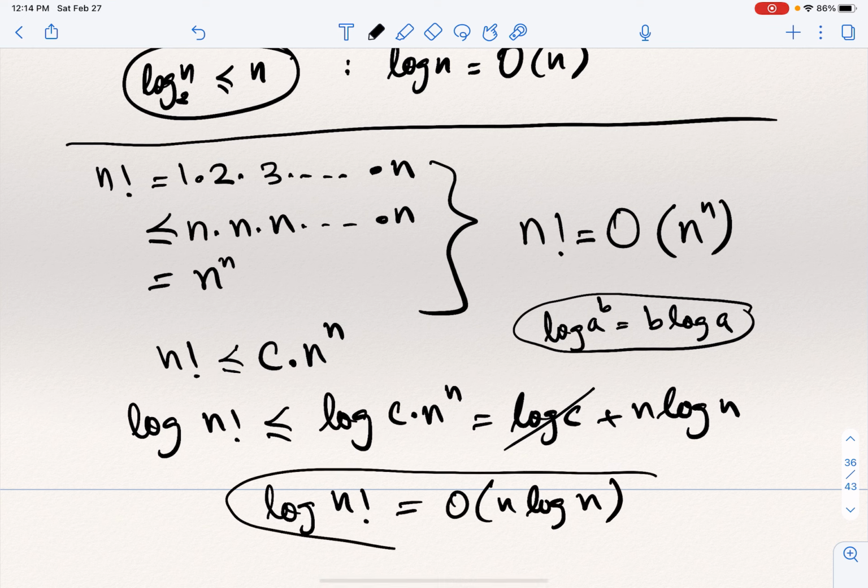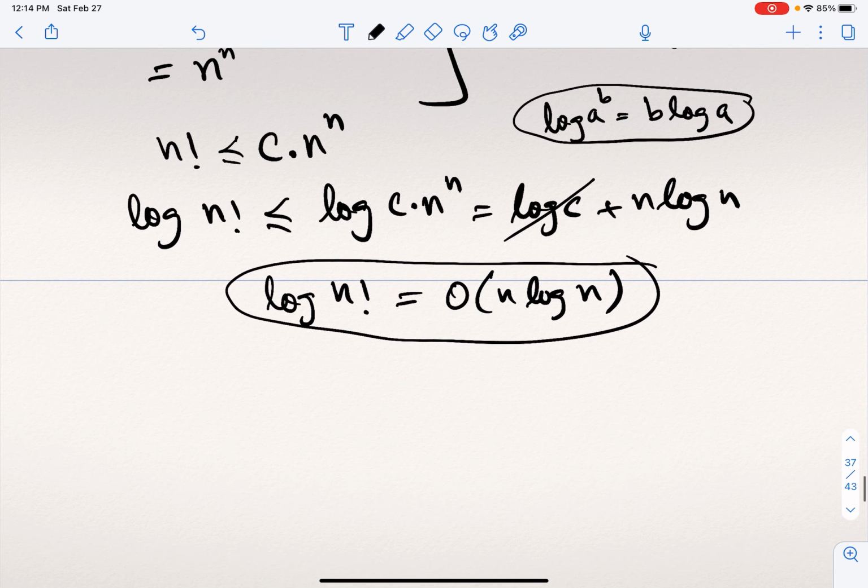So n factorial is such a fast growing function, but if you take the log of that, it becomes even slower than a quadratic function. It is n log n. So this is very important to keep in mind as well.